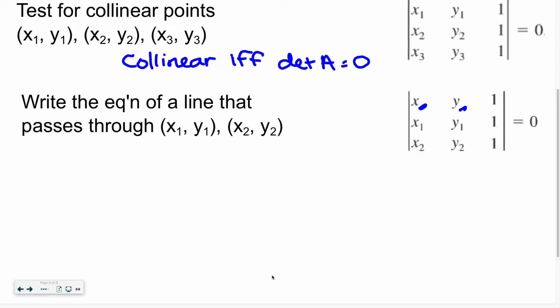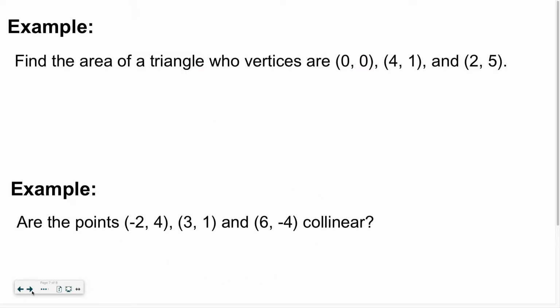Okay, so let's just practice some examples. Okay, see how we can do these things. So here's an example. Find the area of a triangle with vertices at these points. 0, 0, 4, 1, and 2, 5. And I'm working in my matrix chapter, and I just learned about determinants. So I know I can find the area of a triangle using a determinant. So I'm going to set that up.